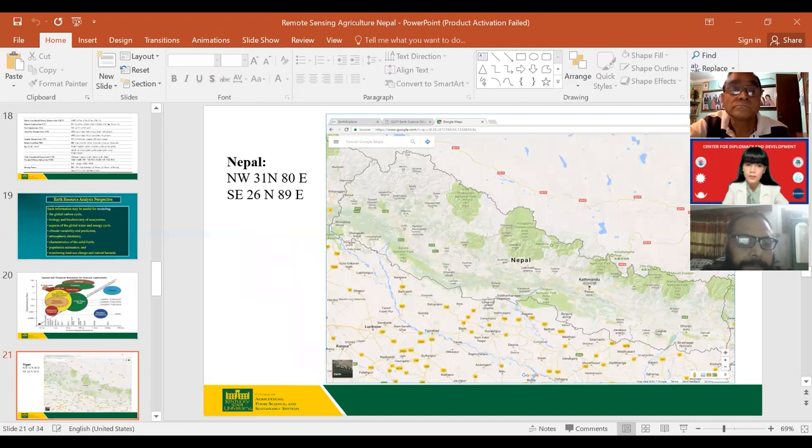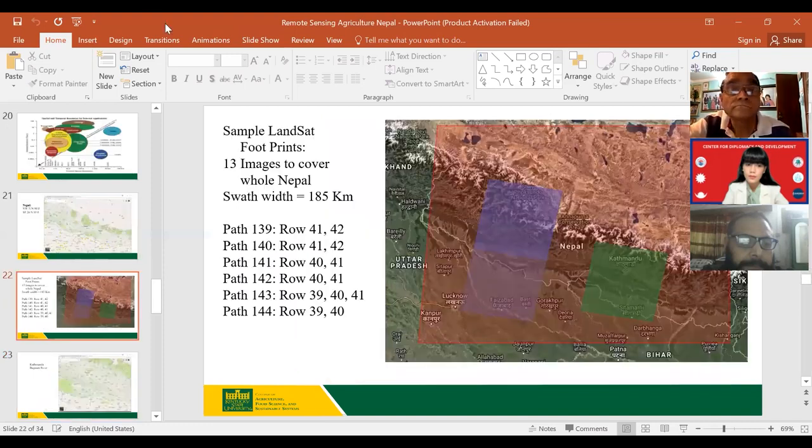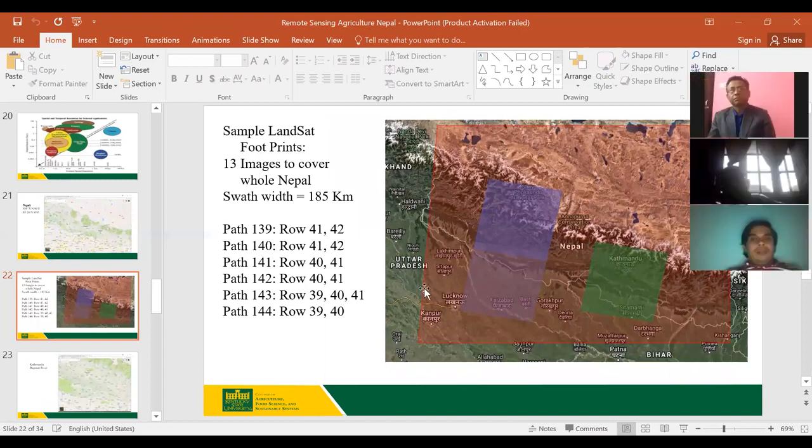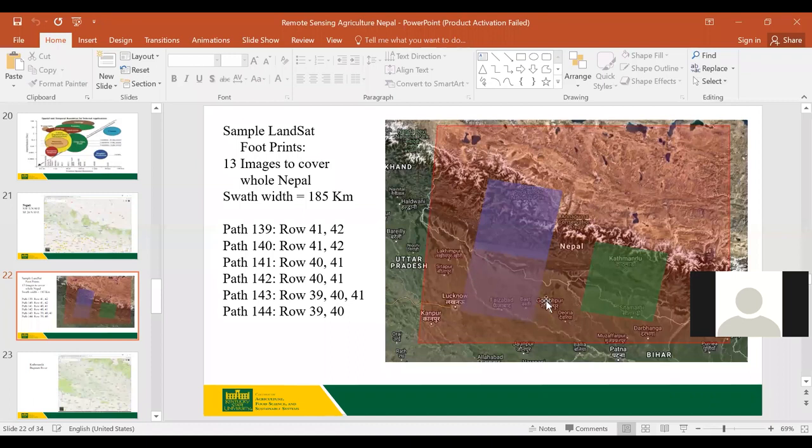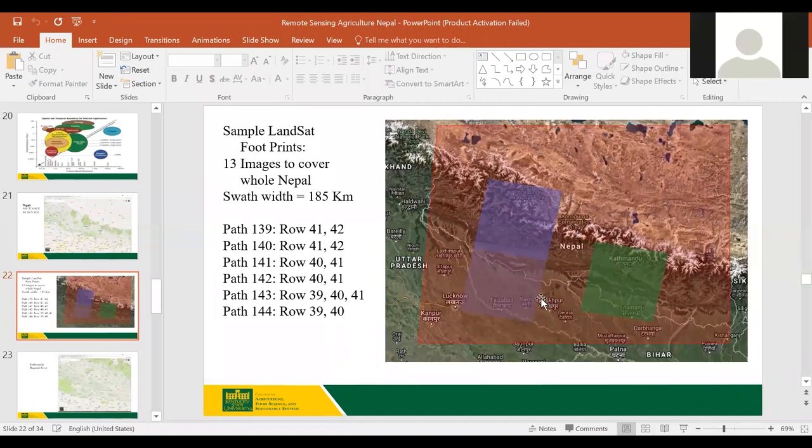Now, let me quickly throw in Nepal here. This is Nepal, quickly mapped once. Here you go. Now, this is Nepal here, over here. One piece, one color over here is one Landsat image. So here's one Landsat image. Then you have got another Landsat image, and then another Landsat image, and so on and so forth. So to cover the whole of Nepal, you need 13 images.